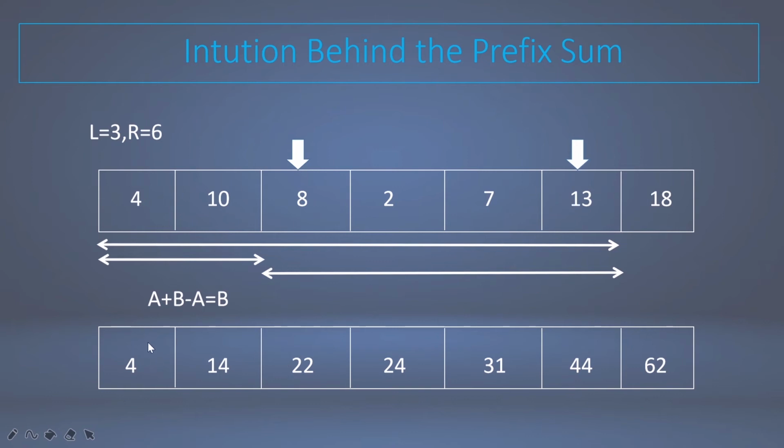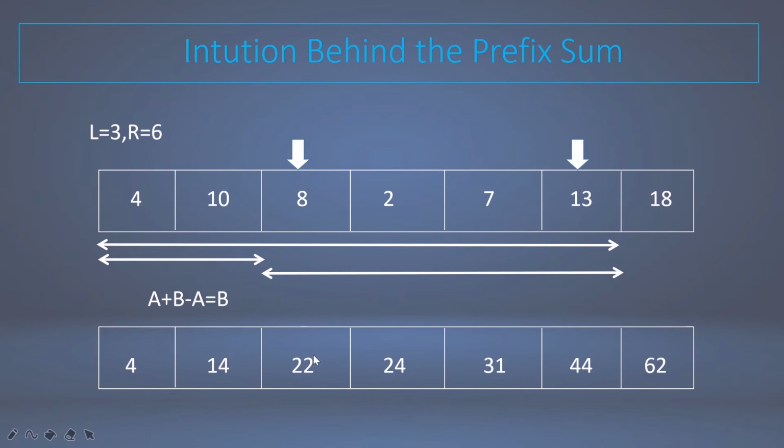The first element of the prefix sum will be the same as the array, because there is no element before this, right? From 1 to 1 the sum will be the element of the array at index 1. Then we will move to index 2. Then we will add the element at index i minus 1, which is the previous index of the prefix sum, to the current index of the array. This is 4 plus 10. We will store this inside the current index of the prefix sum.